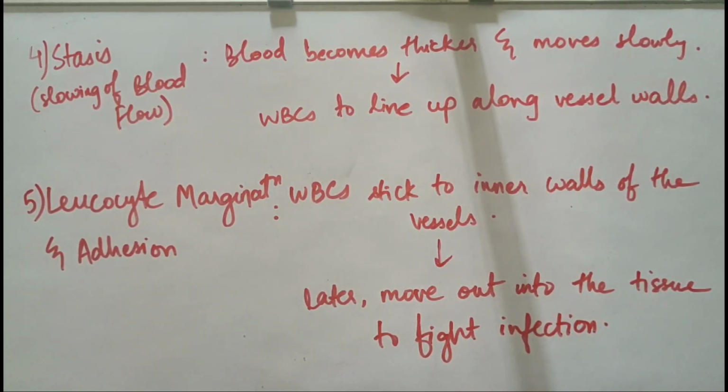Okay, so the 5 steps are temporary vasoconstriction, second is the vasodilatation, that is widening of blood vessels, third we have the increased vascular permeability, that is the leakiness, fourth the stasis, that is the slowing of blood flow, and fifth point is leukocyte margination and adhesion.